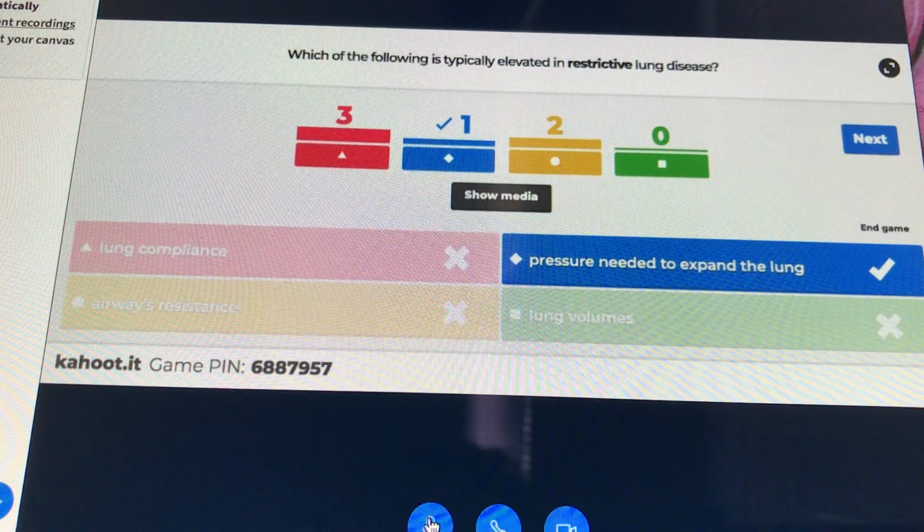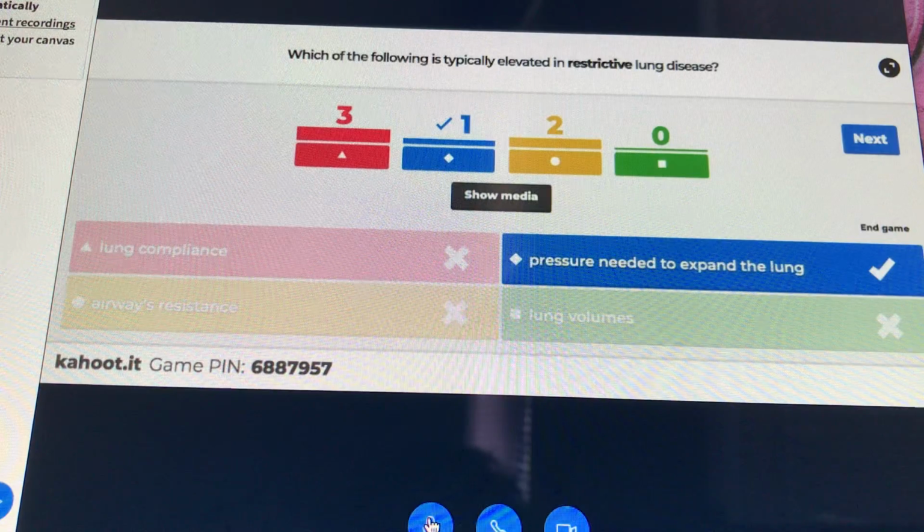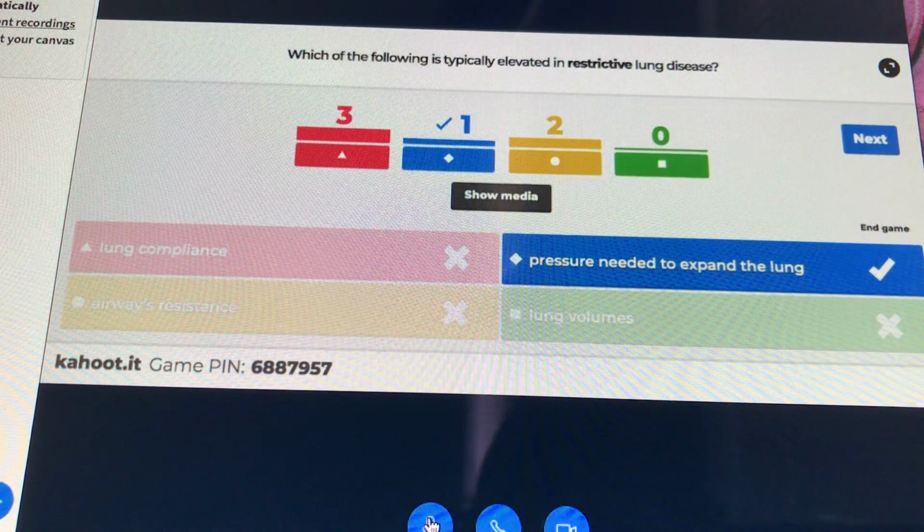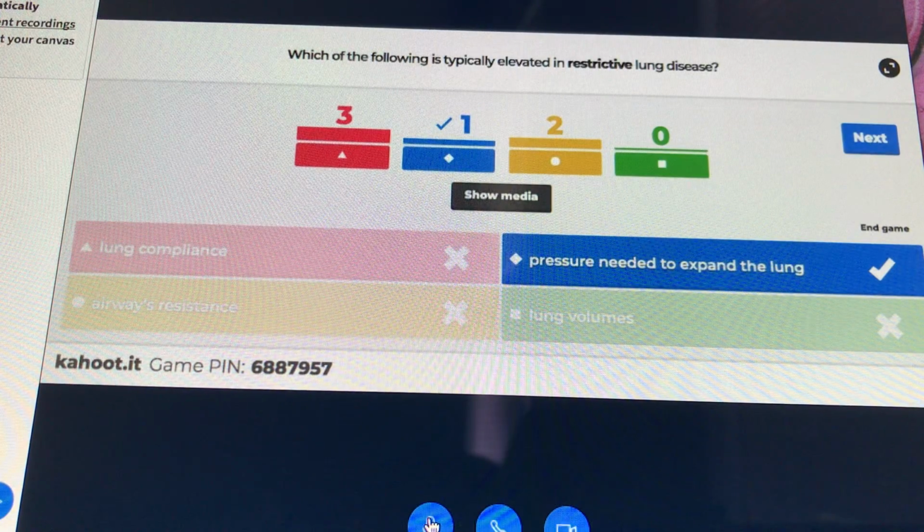Yep, it's the pressure needed to expand the lungs. So remember, people with restricted disease, their lungs are not very compliant. Their lungs do not easily and readily accept volumes of air. So it requires more pressure to get air into those lungs. Think about one of those little tiny balloons that you get out of the pack. That's a restricted lung. How hard do you have to blow to fill that balloon up? Very hard, right? So that's a restricted lung.